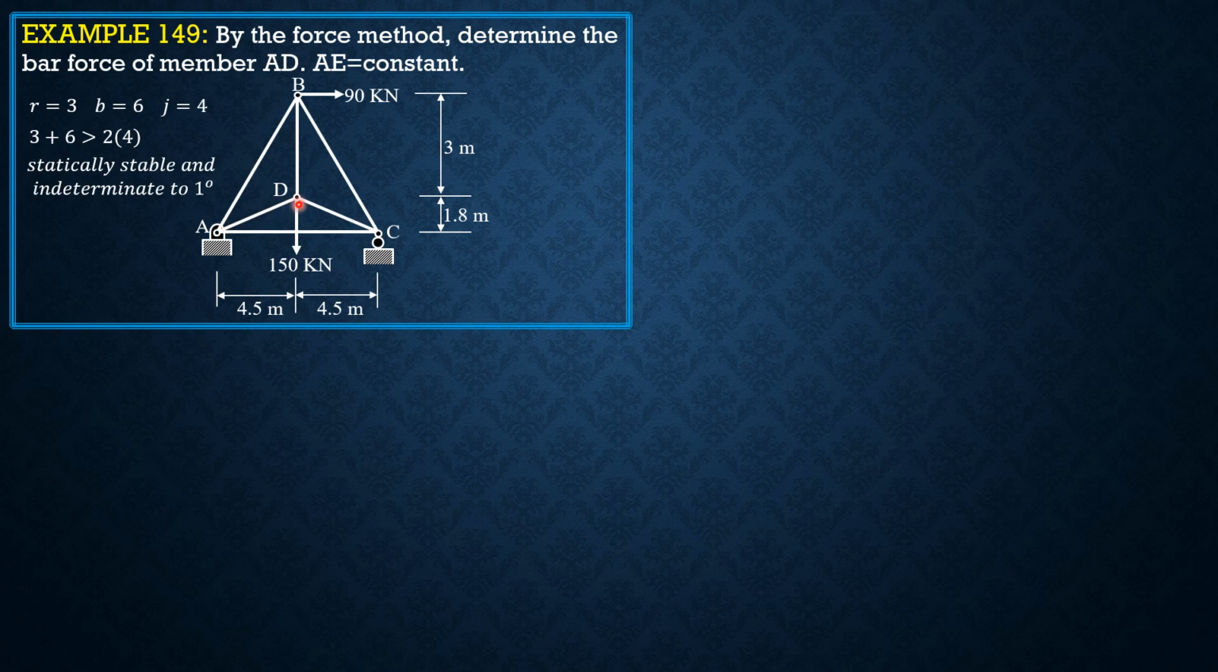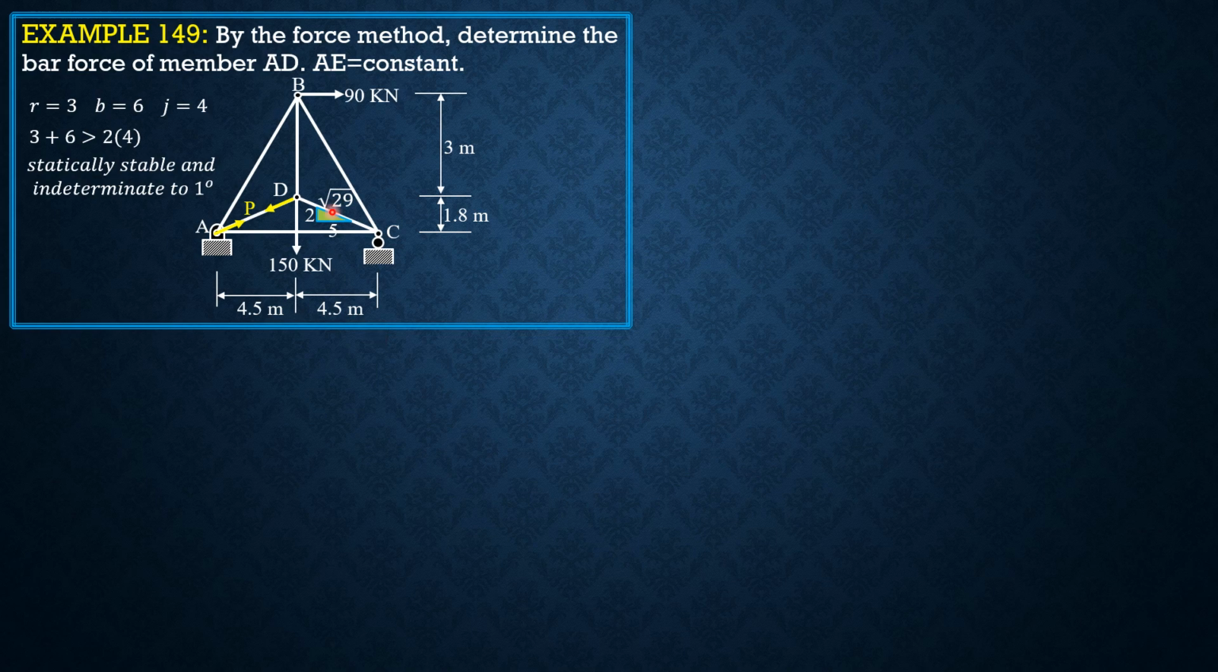We apply, because I'm going to solve this by Castigliano's second theorem, let us denote the stress of AD as P. Then we begin at joint, we compute for the reactions.